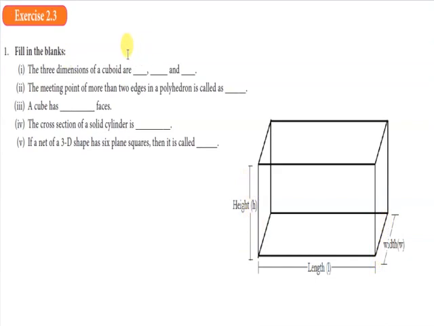It is length, comma, it is breadth, and the answer is height. Okay, so this is your first question answer here. So three dimension picture நம்ம எழுதியோம். So length, breadth and height is the answer.